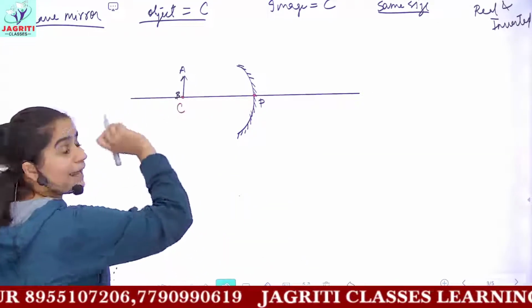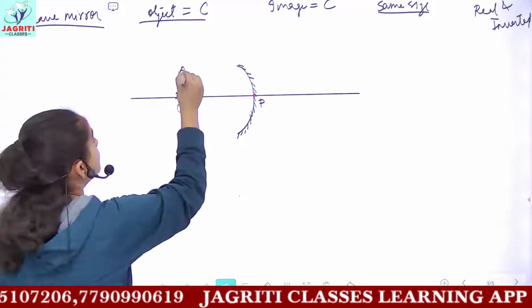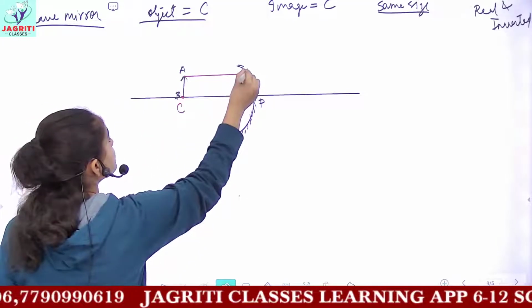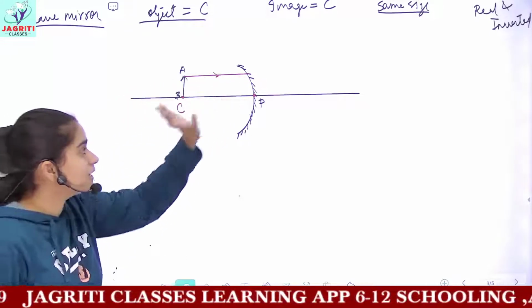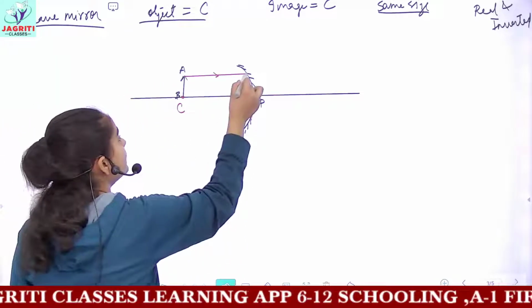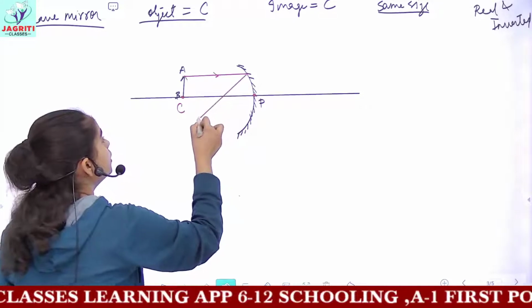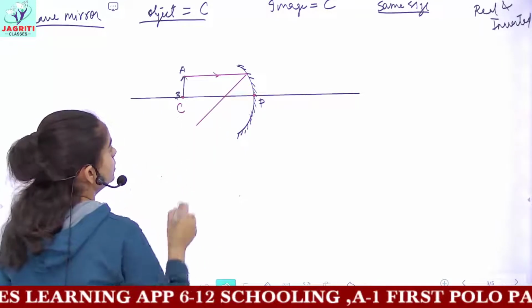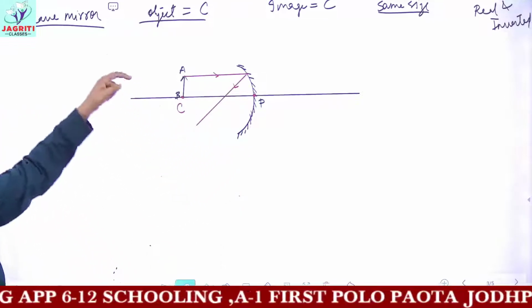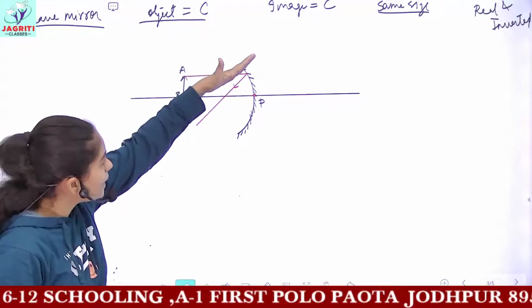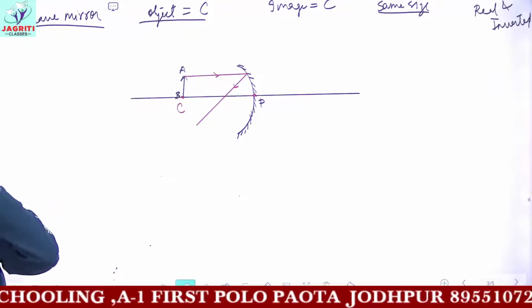So I told you light rays would come from the object. So this is the first light ray which is coming from the object towards the mirror, and after reflection from the mirror, this light ray will pass through the focus. So let's suppose this is the direction of the light ray. This light ray is coming from the object. After reflection, it is passing through the focus.